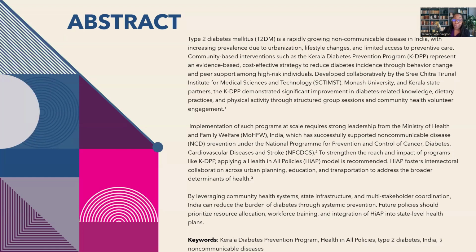So, an overview of the program, KDPP. Diabetes is a major crisis in India and it's affecting over 77 million people and still rising. KDPP is a community-based peer support intervention that targets adults who are at high risk for developing diabetes. Participants attended group sessions led by trained community health volunteers, focusing on diet, exercise, and behavioral change. A randomized controlled trial of KDPP showed that it was effective in improving physical activity, eating habits, and knowledge in a culturally relevant, cost-efficient way.